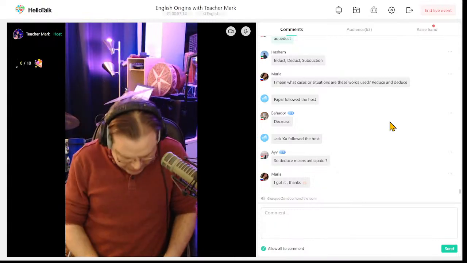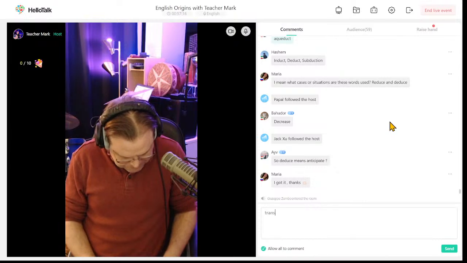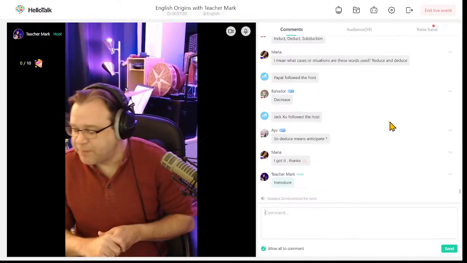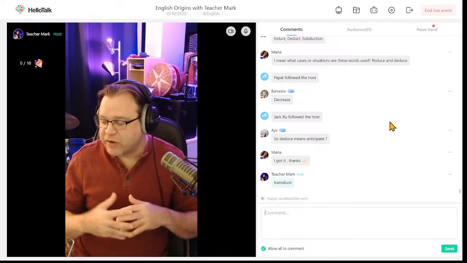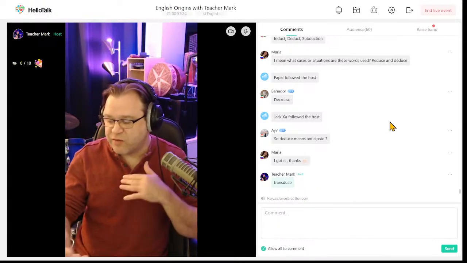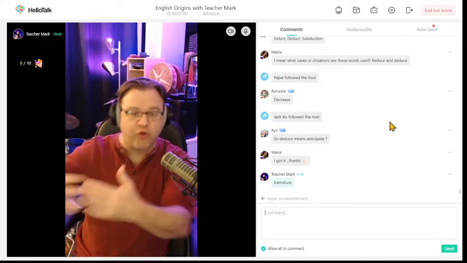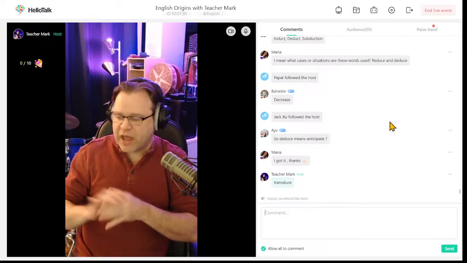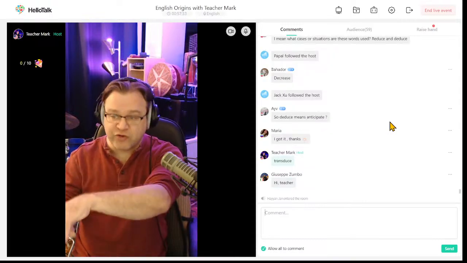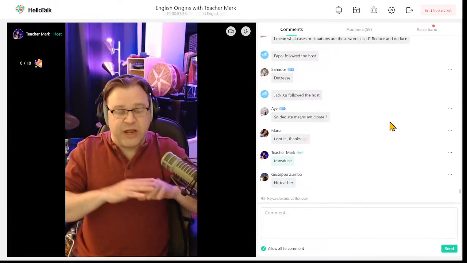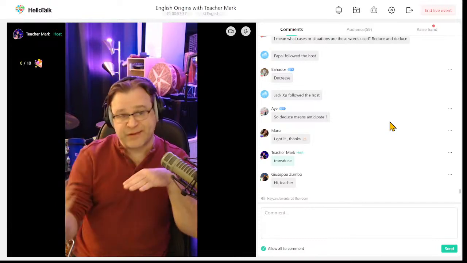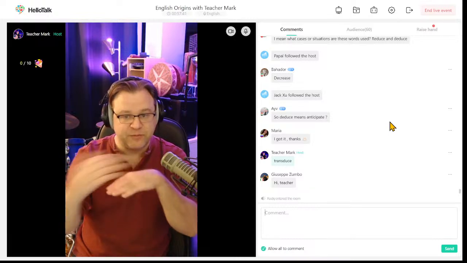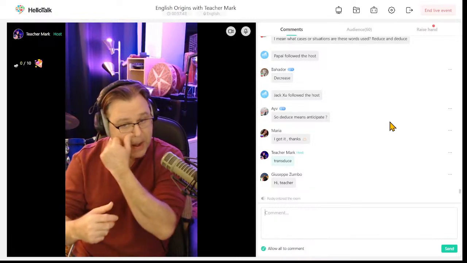Then we also have transduce. To transduce something means to convert energy from one signal form to another. Trans means across. Okay? So transduce means you have one kind of energy and you want to transfer it to another kind of energy, so you need to lead it across. Transduce. Across, lead. To lead it across, to transduce.